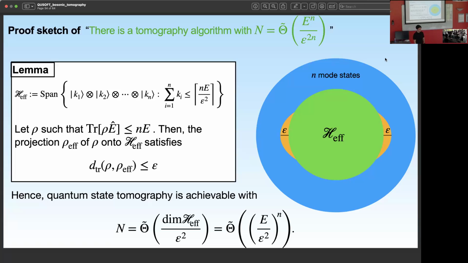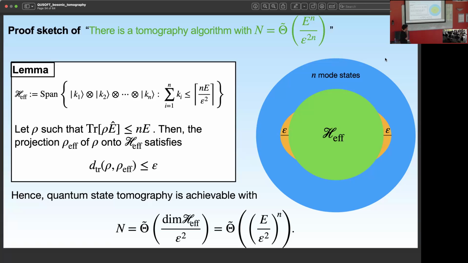I'm a bit confused by your definition of the effective Hilbert space. You say the sum of all these k's should be smaller than n times e, and I understand why that is, but why should you also divide it by epsilon squared? It seems that that's only making the energy bigger, but you could do with just the energy n times e. That would be sufficient.